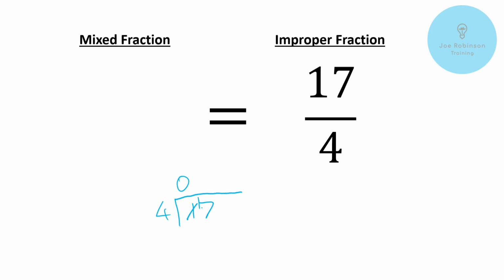How many 4s are there in 17? 4, 8, 12, 16 gives us 4, and then 16 to 17 gives us a remainder of 1. 4 remainder 1. So you can see that we've got 4 whole ones and then we've got 1 quarter left over. So we've moved that 4 from there to there. We've got 17 divided by 4 gives us 4 whole ones with a remainder of 1.